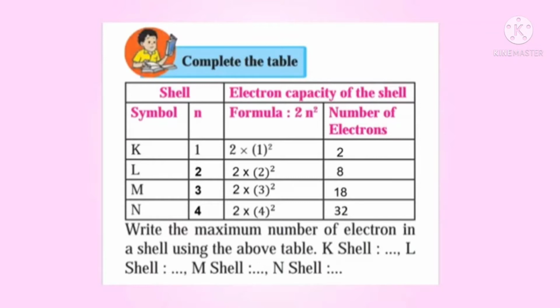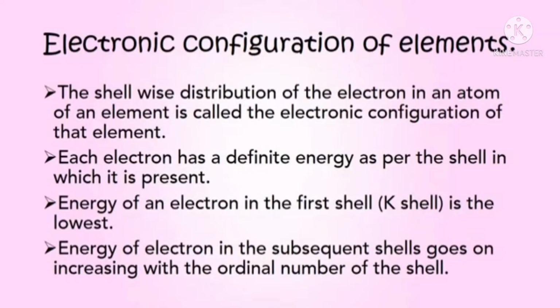Now consider the first shell, therefore n is equal to 1 and the symbol is K. The formula is 2n square. Now put n equal to 1 in the formula. 1 square into 2. 1 square is 1, 1 into 2 is 2. In this way, we can find out the different capacity of the different shells.